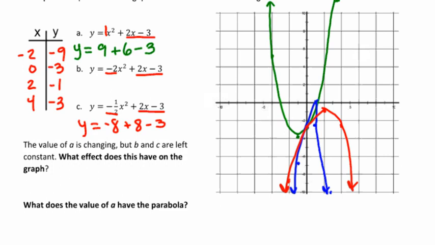So we can see the thickness definitely changed. Some are wider than others. And the direction of the opening changed. Some opened up, some opened down. And the ones that opened down both started with a negative a value. And the green graph that opened up was a positive value. So we can say the thickness of the parabola changed and the direction of the opening.